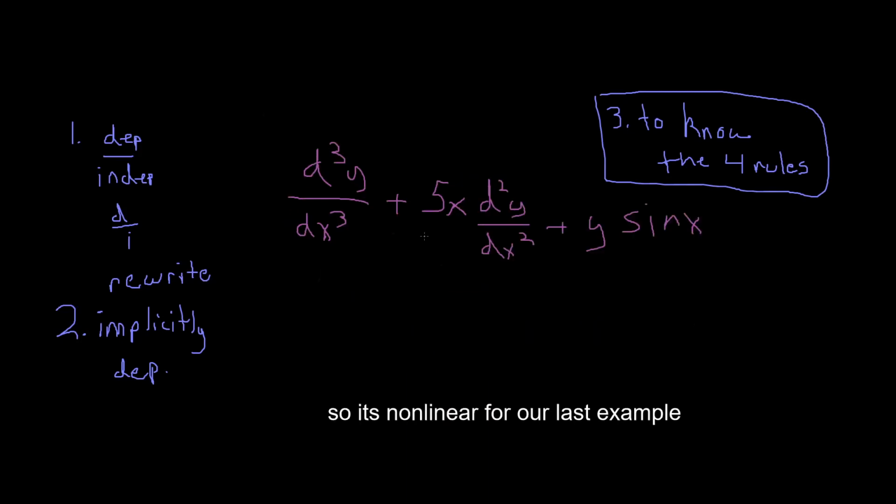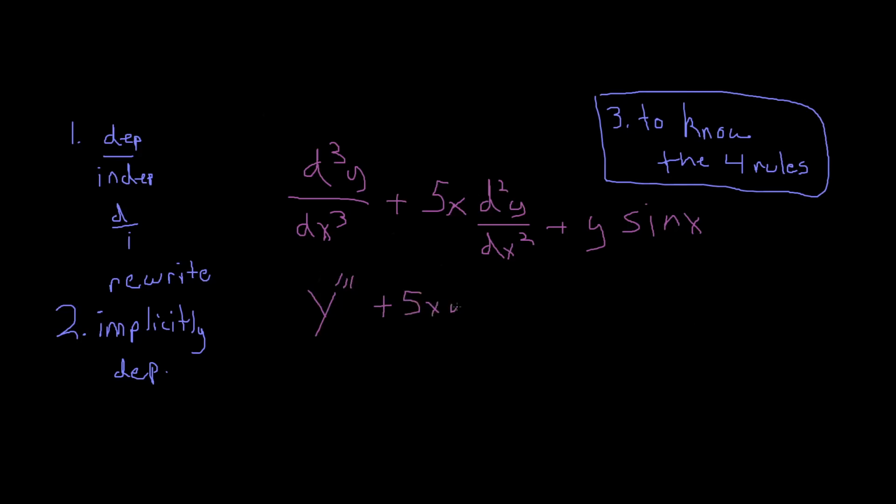So here's our next problem. What's the first thing we need to do? Identify which ones are dependent and which ones are independent variables. y is our dependent, x is our independent variable. Now we need to rewrite it implicitly. And so this becomes y triple prime, plus 5x y double prime, plus y equals sine of x, and this equals 0.